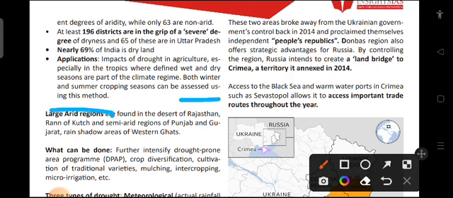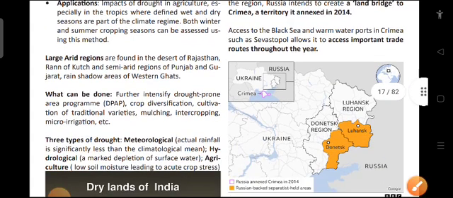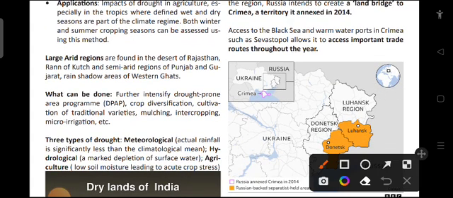Then large arid regions are found in the desert of Rajasthan. So this is where large arid regions lie: the desert of Rajasthan, the Rann of Kutch in Gujarat, semi-arid regions of Punjab and Gujarat, then rain shadow areas of the Western Ghats. These are the large arid regions.